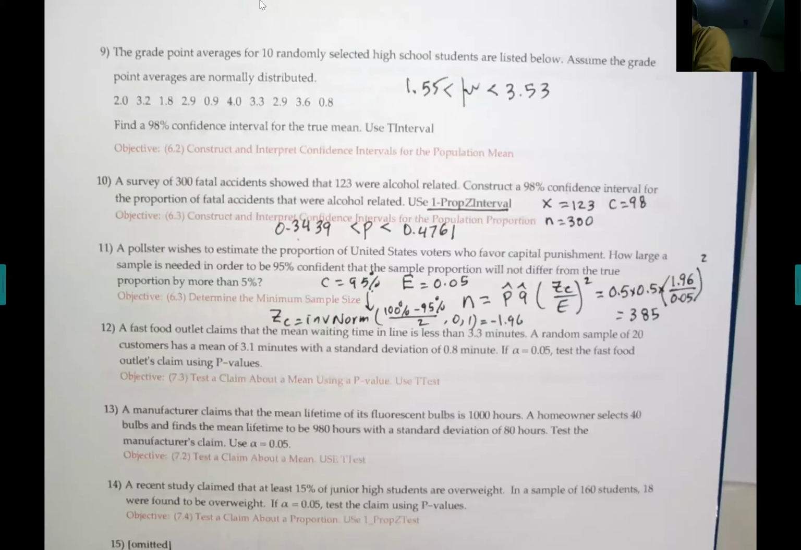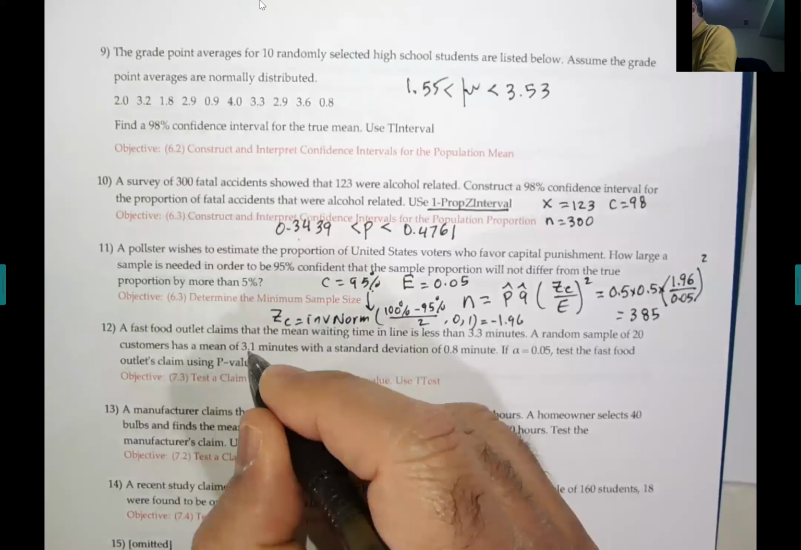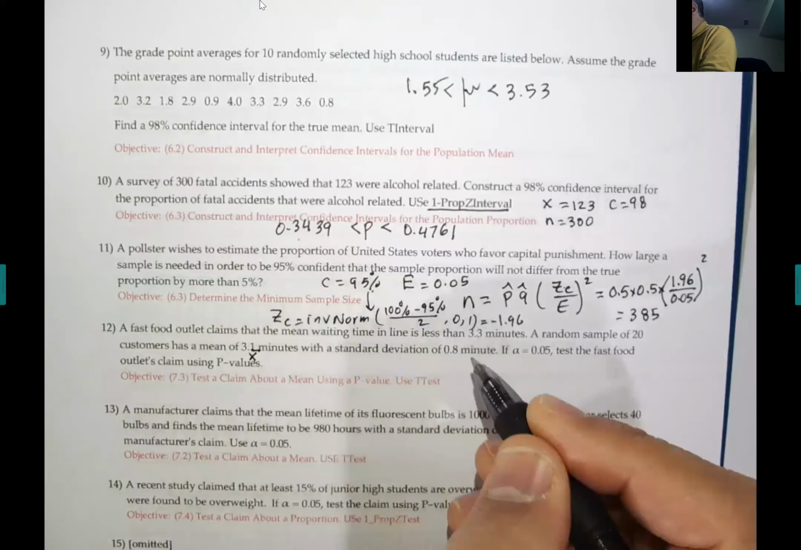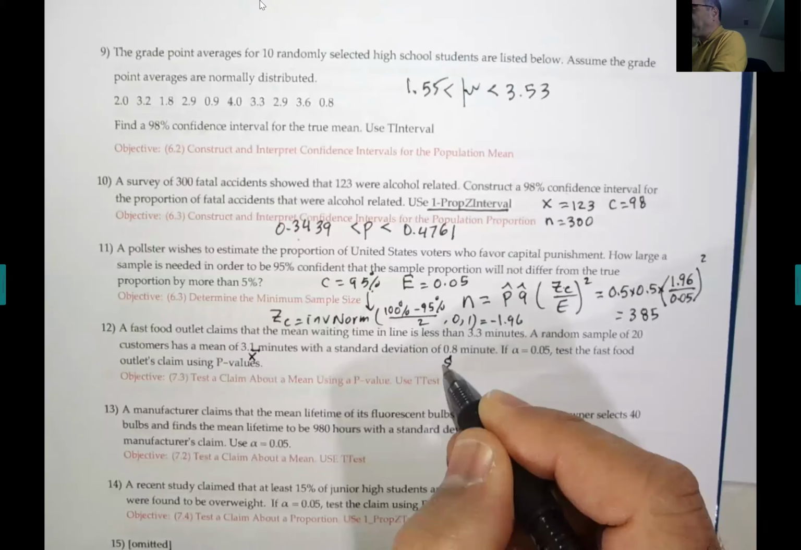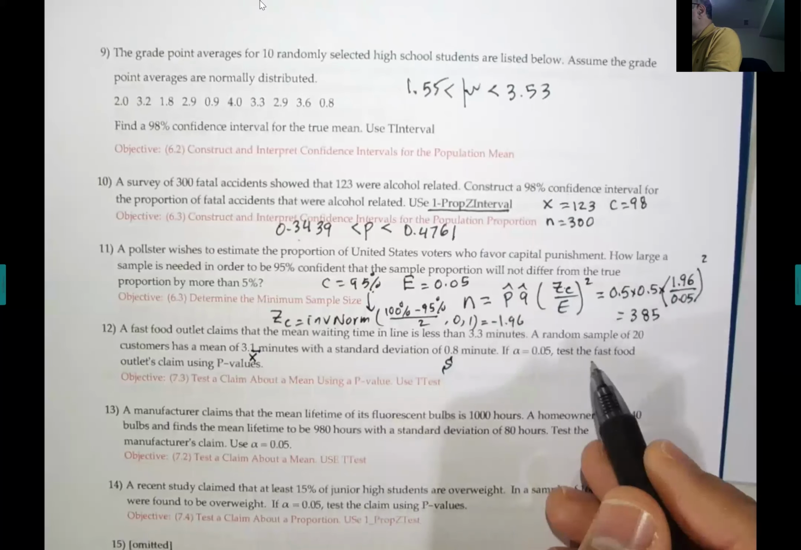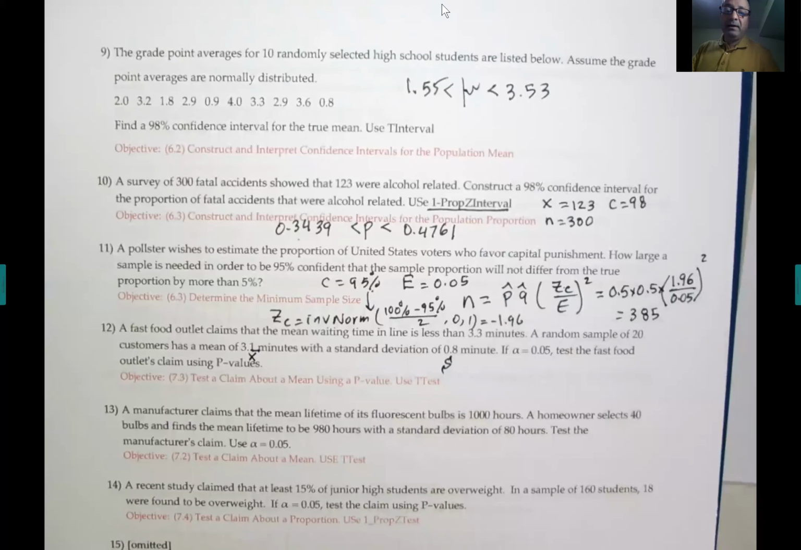A fast food outlet claims that the mean wait time in line is less than 3.3 minutes. A random sample of 20 customers has a mean of 3.1 minutes, which is X bar, with a standard deviation of 0.8, which is S. He didn't say sigma, he didn't say population standard deviation. If alpha equals 0.05, test the fast food outlet's claim using p-value.